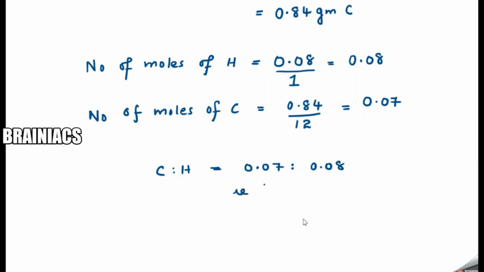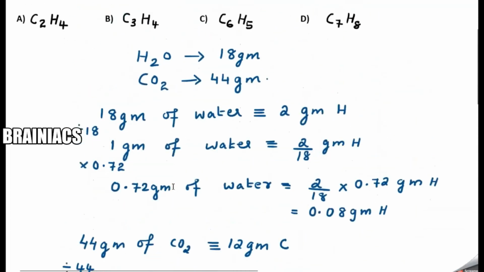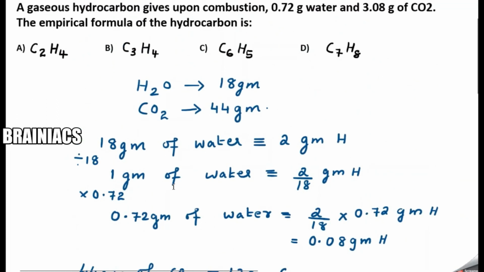Since it is a ratio, we can round it as 7 is to 8. Correct? So the simplest formula possible is C7H8. I hope you understood. So we will see whether this option is there. C7H8, yes, it is present as option D. So I can mark that as my answer for this question.